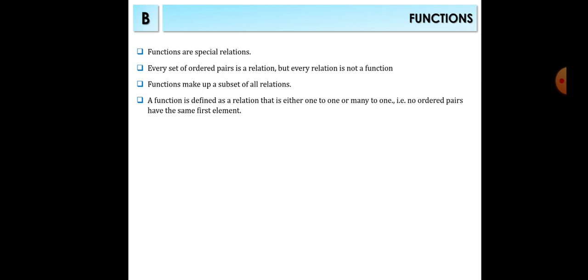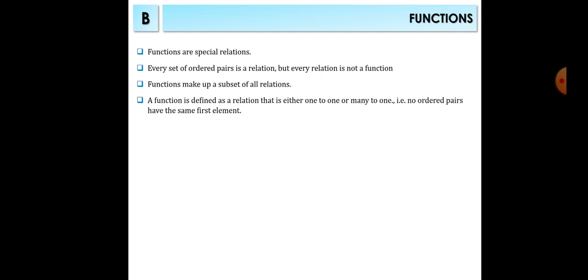What is a function? As you all studied about functions in the previous class, you know that functions are special relations. What speciality do functions have? The speciality is that only a unique image will be there for every element, right? So we can also summarize it as: a function is defined as a relation that is either one to one or many to one. That means one element can have only one image, right?